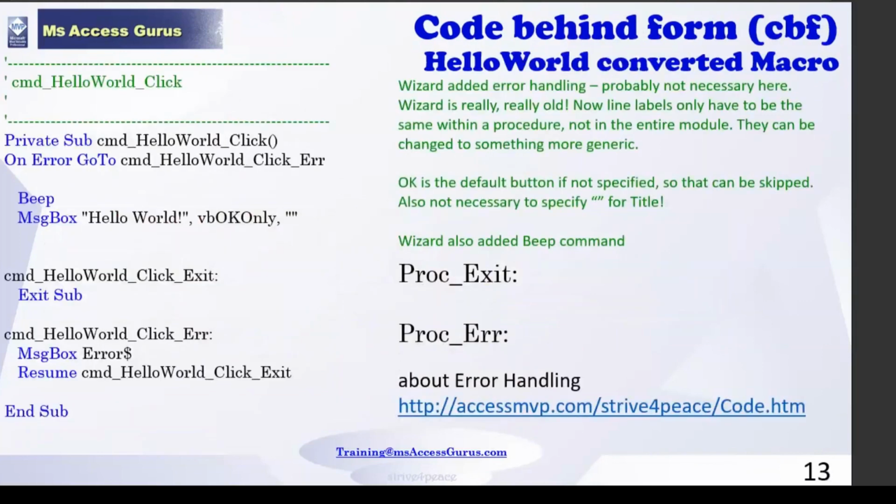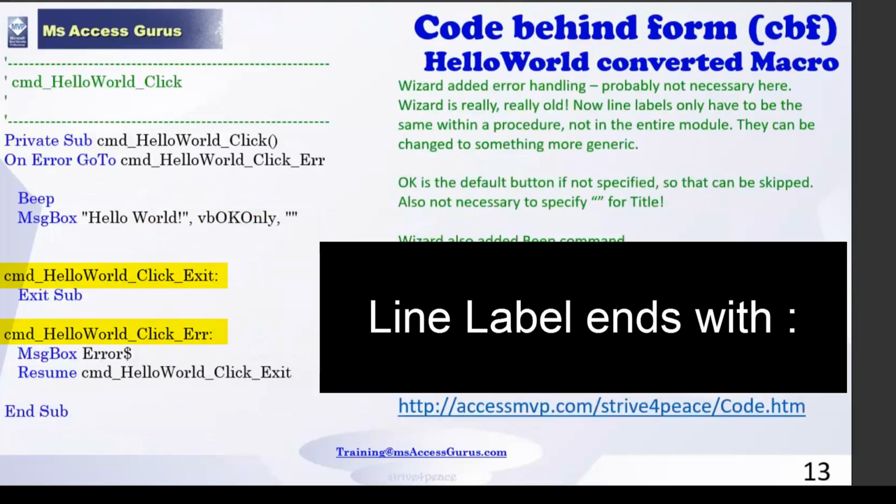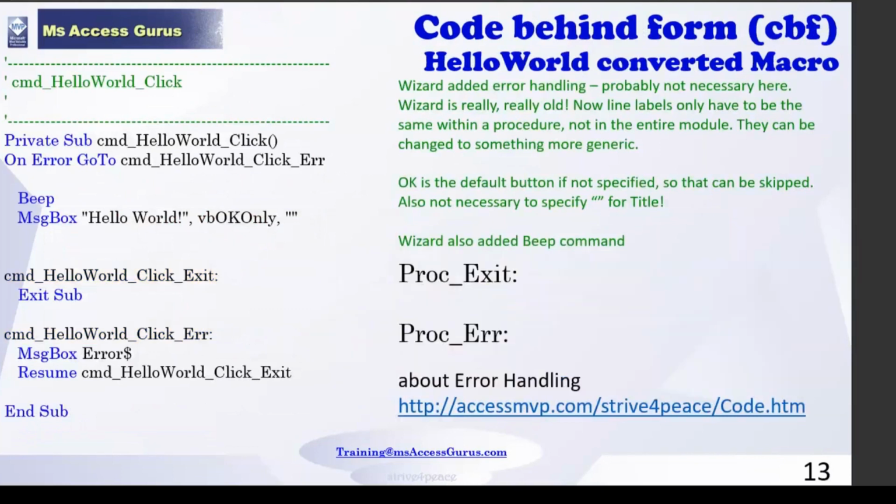When you convert a macro to VBA, the wizard is really old and it adds error handling, and it used to be that line labels all had to have different names in a whole module. Well, now line labels just have to have different names in a procedure. So what I often do if I convert something with the wizard is I'll just go and generalize those line labels.